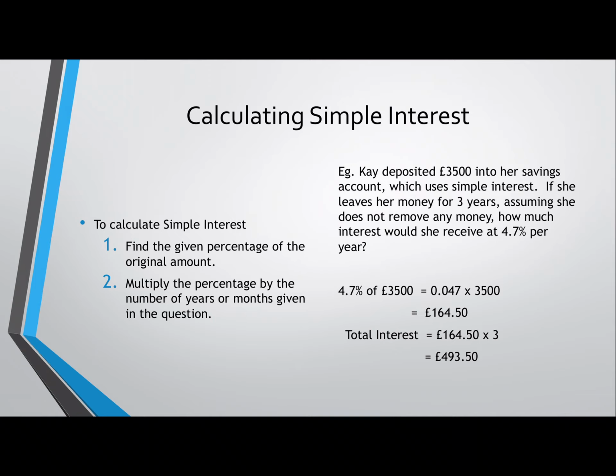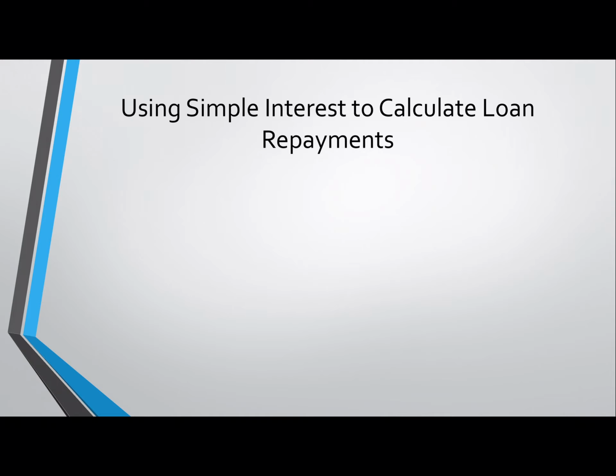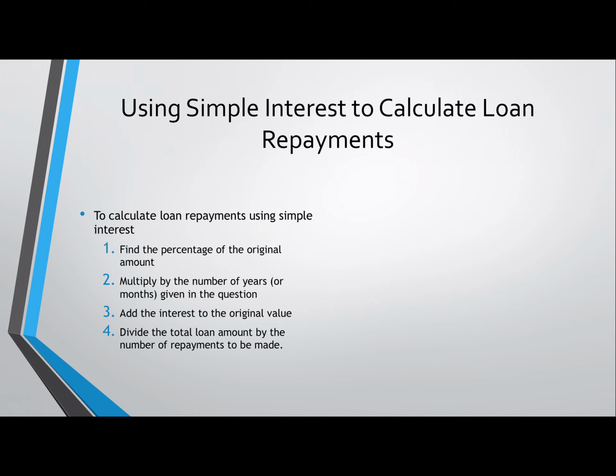Right, so one of the other things we can do with simple interest is use it to calculate loan repayments. That's what we're going to be doing on this slide. To calculate a loan repayment using simple interest, we have 4 steps. We had 2 steps just to calculate our interest and 4 steps if we're using it to calculate a loan repayment. So to calculate the loan repayments using simple interest, we find the percentage of the original amount, same as we did in the last step. Step 2 is the same as well.